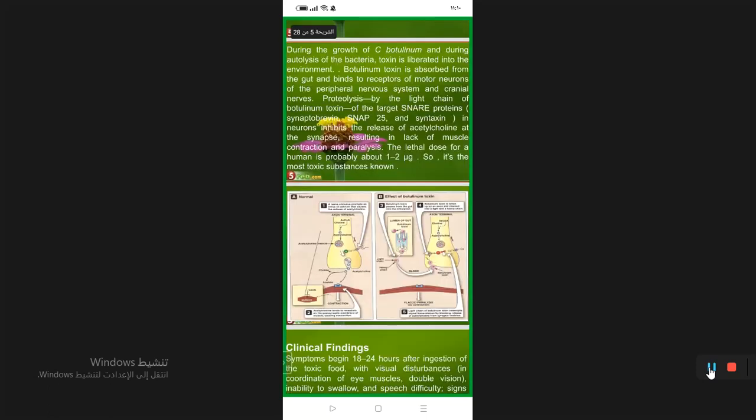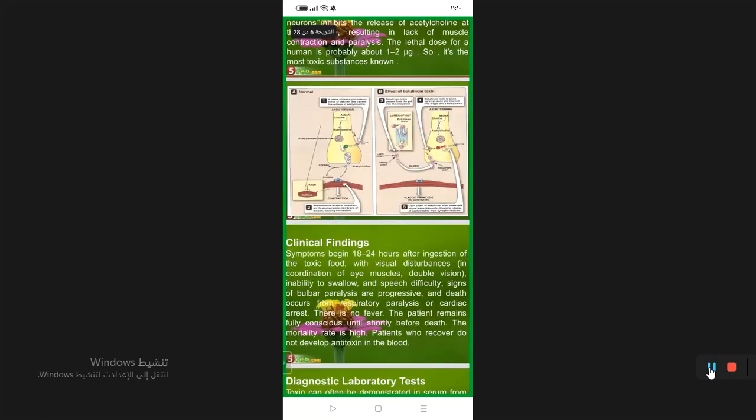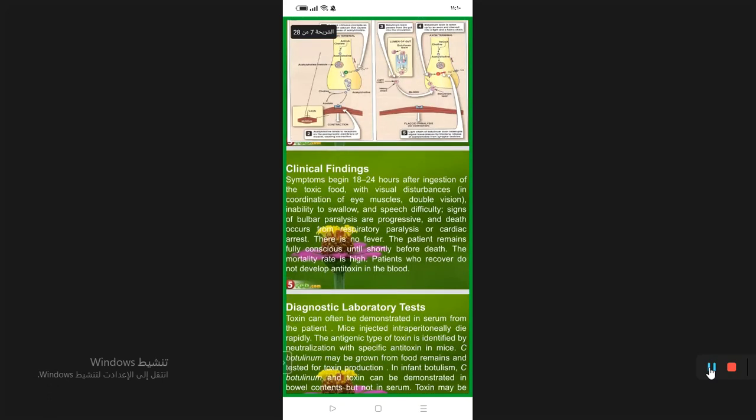Clinical findings: symptoms begin 18 to 24 hours after ingestion of the toxic food, with visual disturbances and incoordination of eye muscles, double vision, inability to swallow and speech difficulty. Signs of bulbar paralysis are progressive and death occurs from respiratory paralysis or cardiac arrest. There is no fever. The patient remains fully conscious until shortly before death. The mortality rate is high. Patients who recover do not develop antitoxin in the blood.